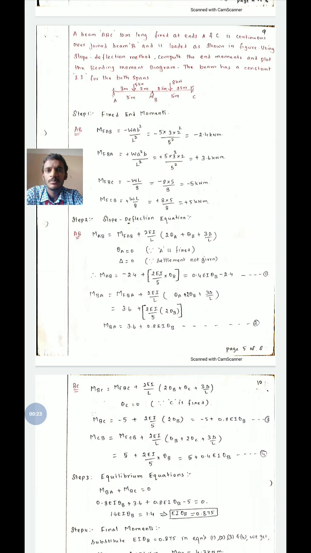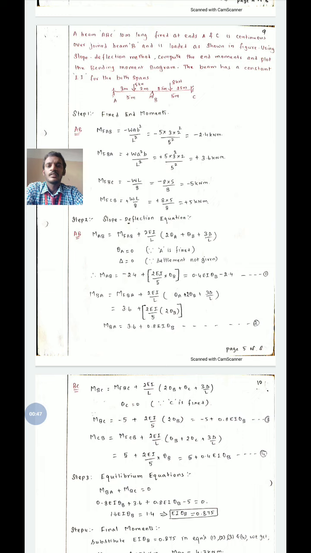compute the end moments and plot the bending moment diagram, as well as calculate the shear force diagram also. In this problem, we will discuss in two parts. In the first part, we will discuss the bending moment diagram calculation, and in the second part, we will calculate the shear force diagram. Step 1.